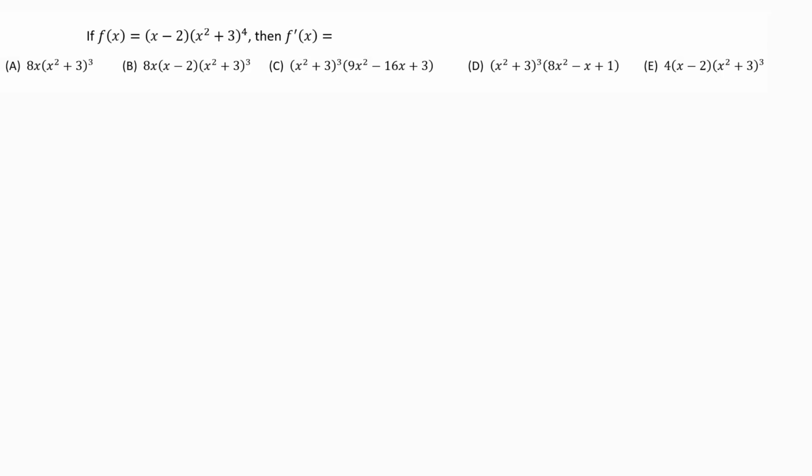This problem starts us with an equation up here, and it's asking us to find the derivative of that equation. So we have f of x equals, and as you write this down or read through it, make sure you listen to what you're saying. It'll help you identify what your primary derivative rule is. So as we read this, I say f of x equals x minus 2 times x squared plus 3 to the fourth.